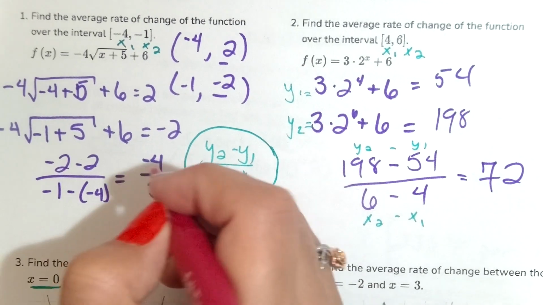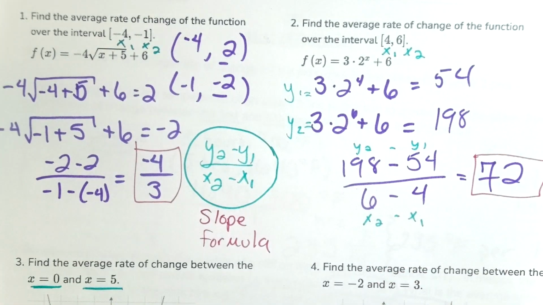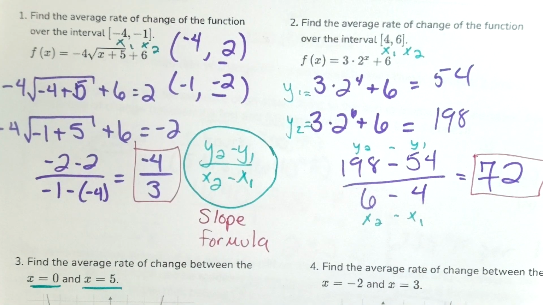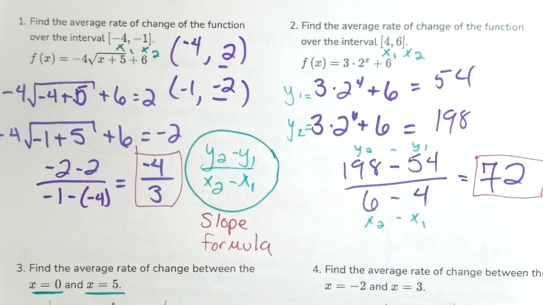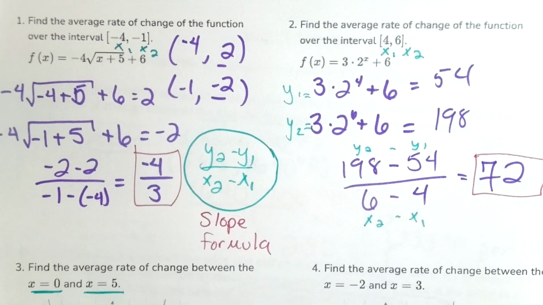Here are the answers, -4/3 and +72. Those are your answers. Questions? Are we sure? Because once we start doing the problems in our practice, if I have to answer the same question over and over again, I'm going to say, you had no questions. Can I go down? All right.